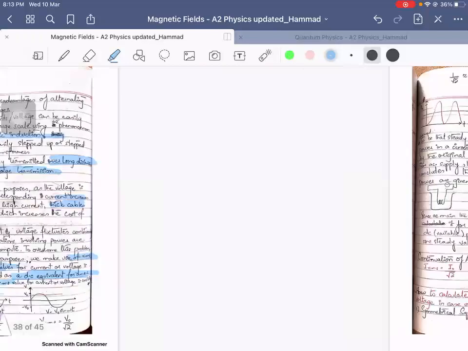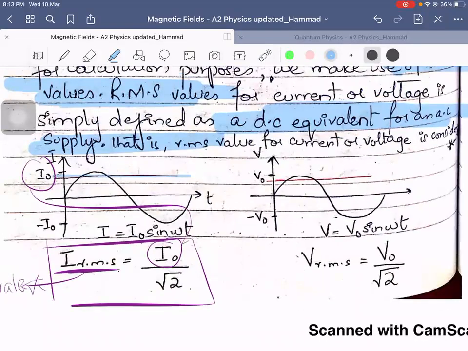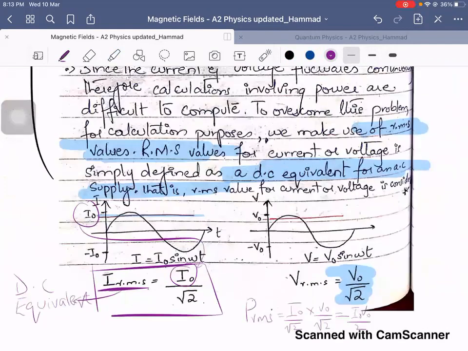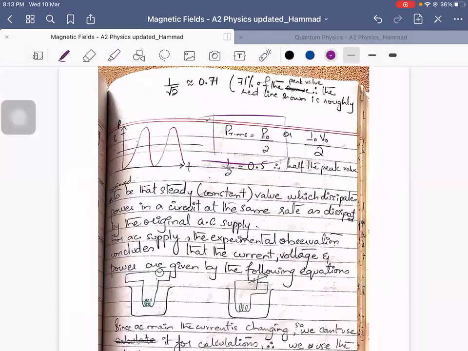So for current, I have an RMS value of I naught upon under root 2, and for voltage, I have an RMS value of V naught upon under root 2. If you were to work out RMS for power, you could simply multiply the two values. Please understand that under root 2 multiplied by under root 2 would give you just 2. Right? And therefore, we can say that RMS for power could be somewhat this.